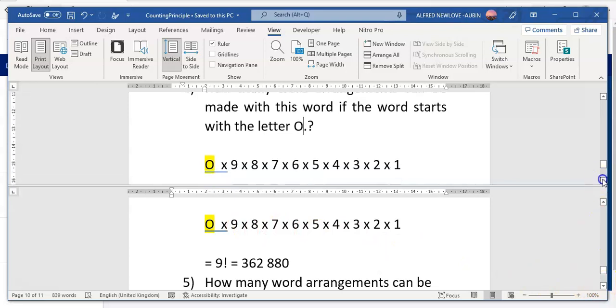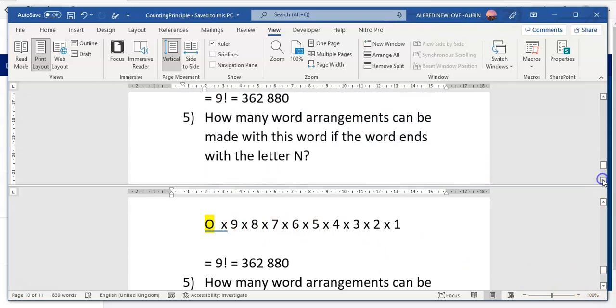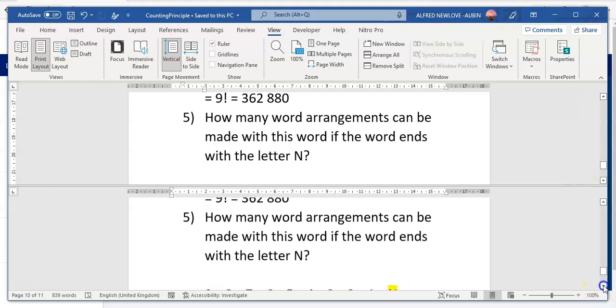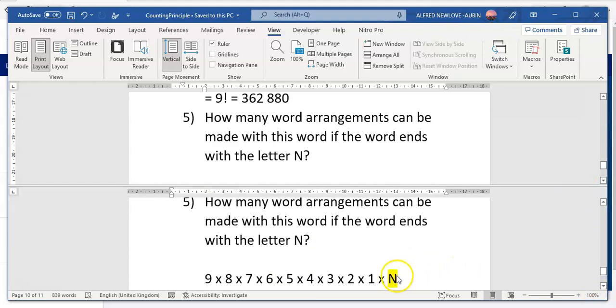Then we have our next question: how many word arrangements can be made with this word if the word ends with N? How do we do that? We're going to end with N. Similar to the O, how many letters are left? 8.